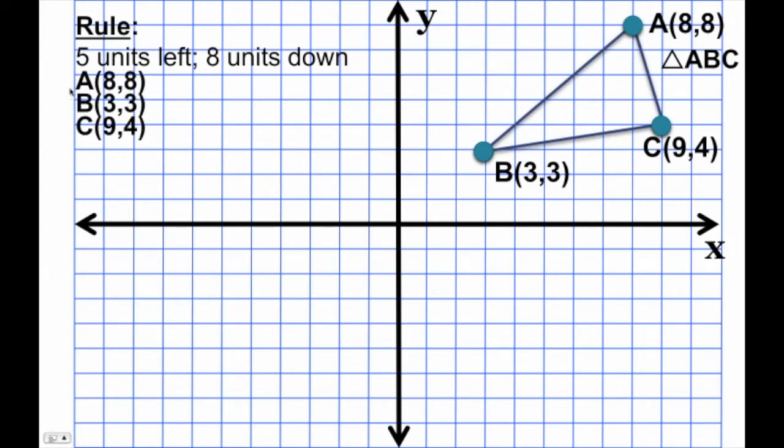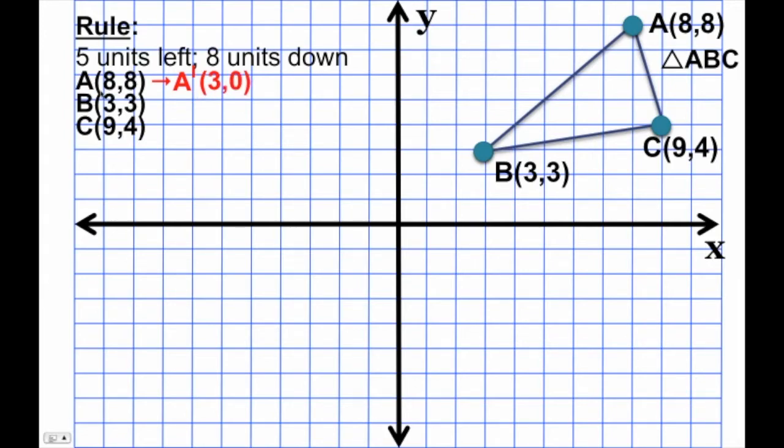And what are we going to do to our coordinates? Well, A is at 8, 8. And our rule says to move 5 units to the left and 8 units down. So we're going to do this. Our A prime is going to be at 8 minus 5 because we're going 5 to the left, and 8 minus 8 because we're going 8 units down. Our x value is going to decrease by 5 because we're going 5 to the left. And our y coordinate is going to go down by 8 because we're actually moving down on the y axis. So our new coordinates for A prime are going to be 3, 0.